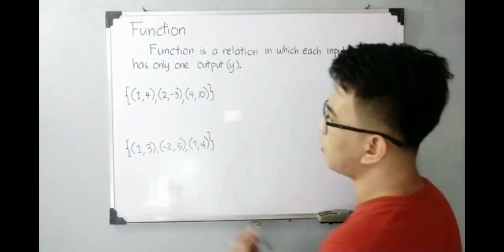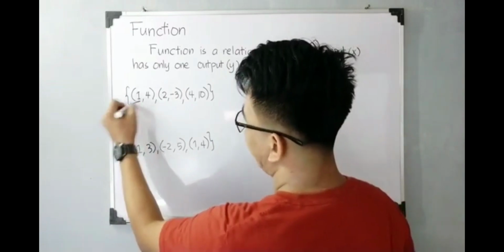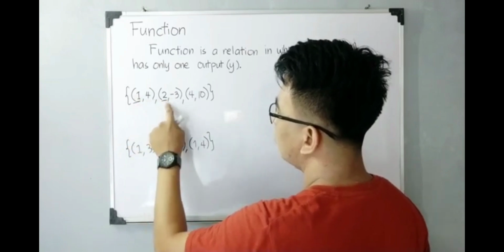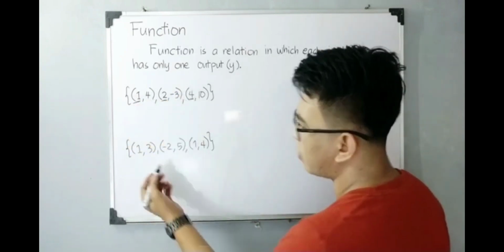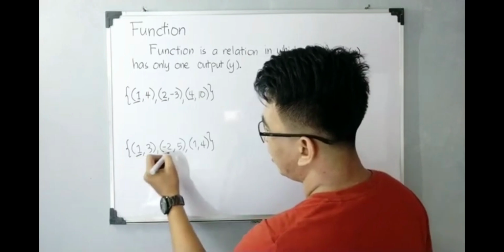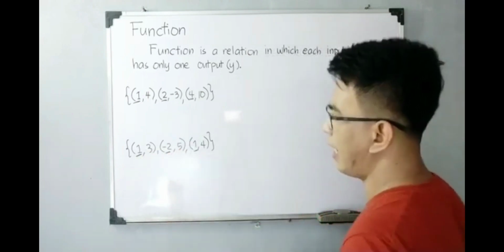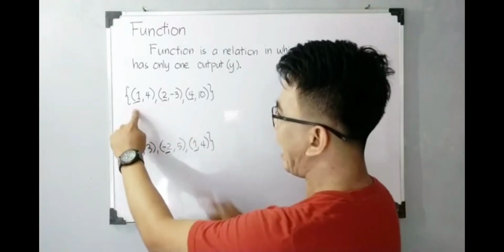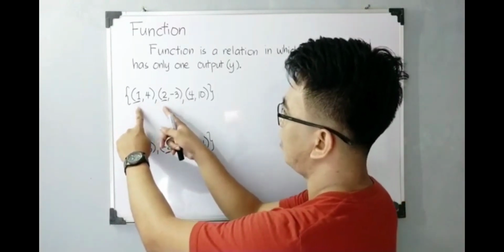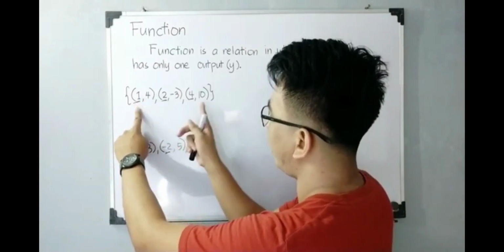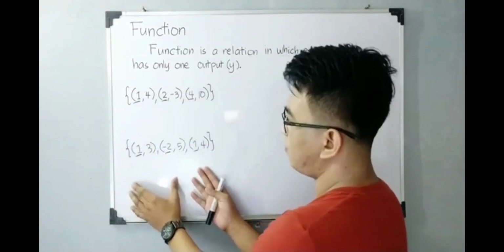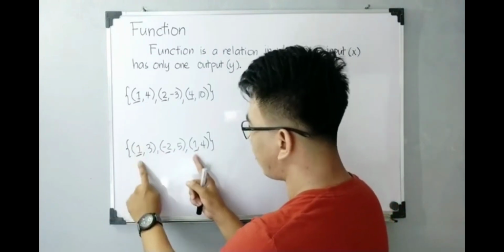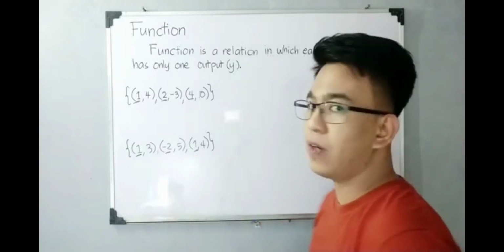I want you to focus on the x variable or x values. We have here 1, 2, 4. Again, 1, 2, and 4. While on the other relation, we have 1, -2, 1. Again, 1, -2, and 1. As you can see, dito, we have unique values of x na merong corresponding value of y. While on the other set of ordered pairs, meron tayong repetition sa ating x values. Okay? Meron tayong repetition.